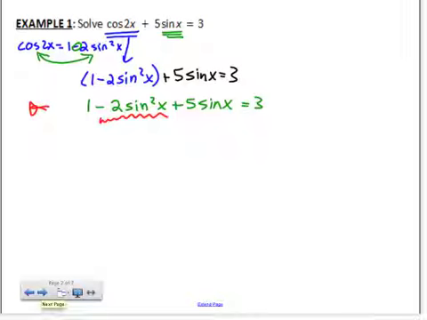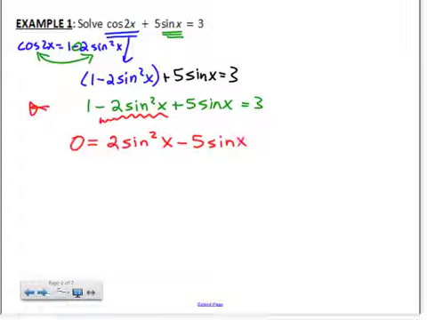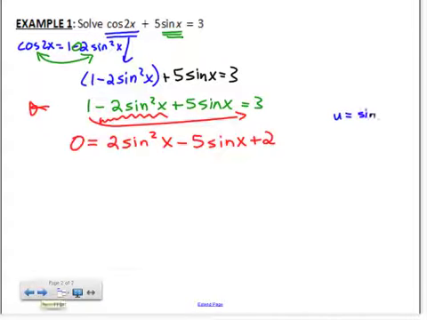Now we're going to move everything to the right-hand side, so that we have the squared term positive, because I like that a lot better. 2 sine squared x, then that's going to make this minus 5 sine x. And when I move this 1 over here, it becomes negative, so that's going to be plus 2. Now, a lot of you immediately start doing the quadratic formula, which is silly. So if our u is sine x, what we're looking at here is 2u squared minus 5u plus 2 equal to 0.